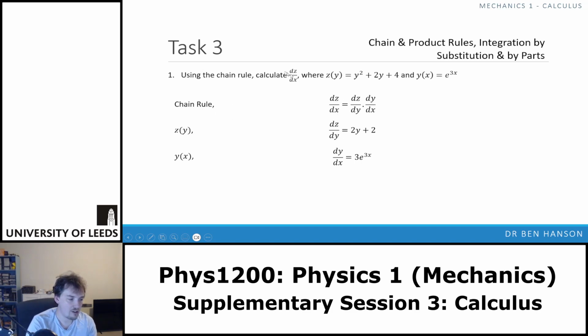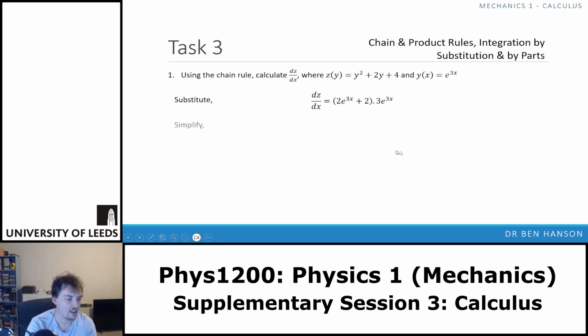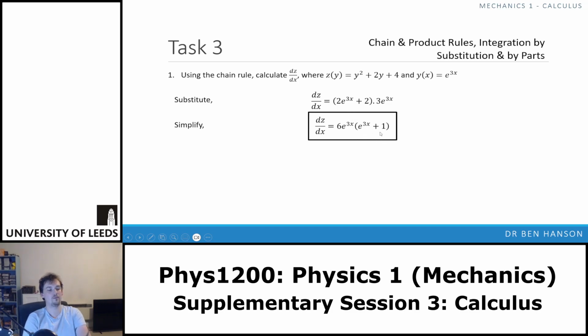So that means, according to the chain rule, dz by dx is this multiplied by this. 2y plus 2, 3e to the 3x. And it's good to not have any y's here, because we've got dz, z and x. We want this to be a function of purely x if we can. So let's substitute in e to the 3x there. dz by dx is 2e to the 3x plus 2, 3e to the 3x. Let's multiply. Let's pull out a factor of 2 there. And we've got 6e to the 3x, open brackets, e to the 3x plus 1.